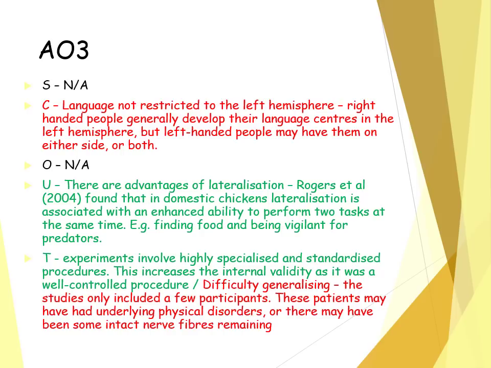Usefulness, so this is quite an interesting study. There might actually be advantages of having lateralization: one hemisphere being able to do one task and the other hemisphere being responsible for the other. So Rogers et al. found that in domestic chickens, lateralization was associated with the ability to perform two tasks at the same time. So they could find food and also be vigilant for predators. So clearly it is advantageous to have this lateralization of the brain.